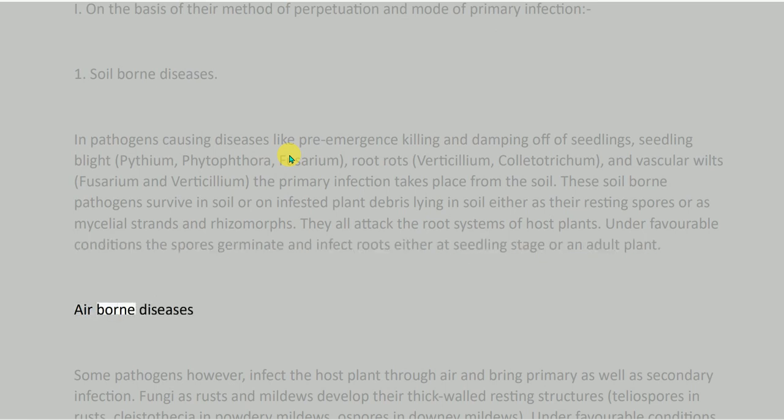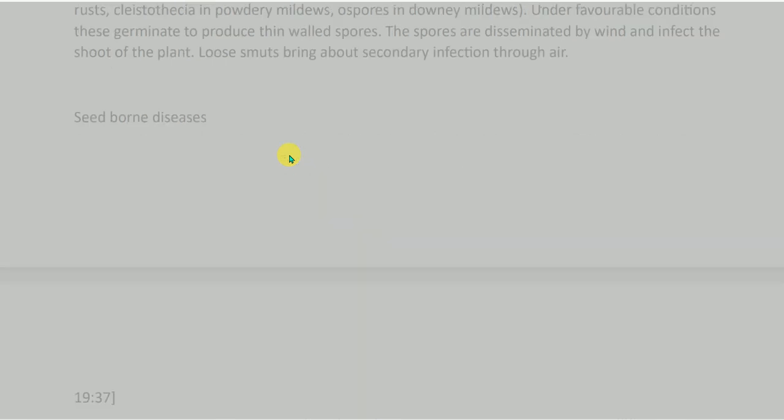Airborne diseases. Some pathogens infect the host plant through air and bring about primary as well as secondary infection. Fungi such as rusts and mildews develop their thick-walled resting structures, teliospores in rusts, cleistothecia in powdery mildews, or oospores in downy mildews. Under favorable conditions these germinate to produce thin-walled spores. The spores are disseminated by wind and infect the shoot of the plant. Loose smuts bring about secondary infection through air.